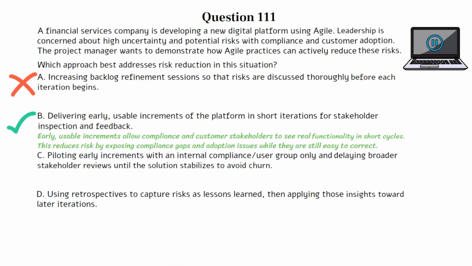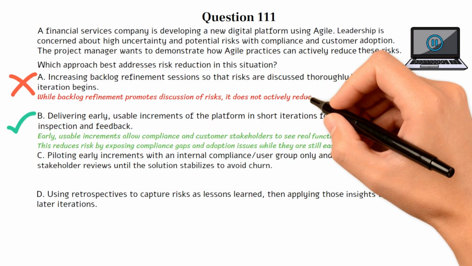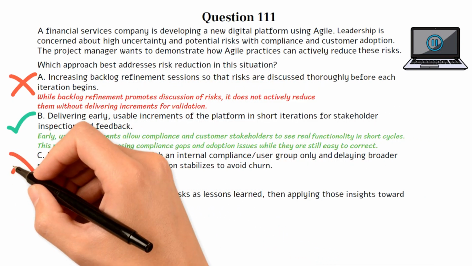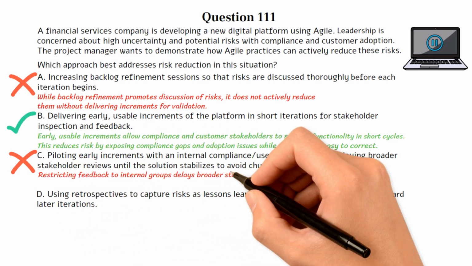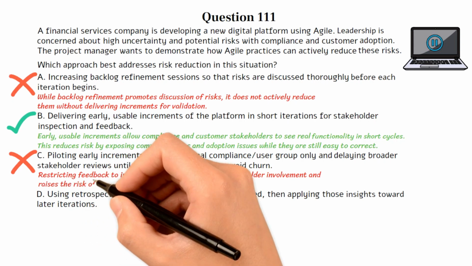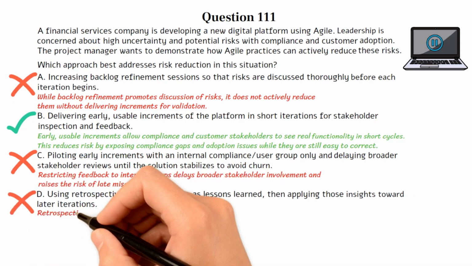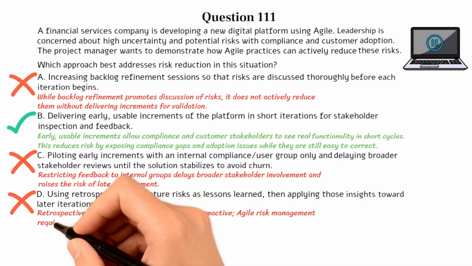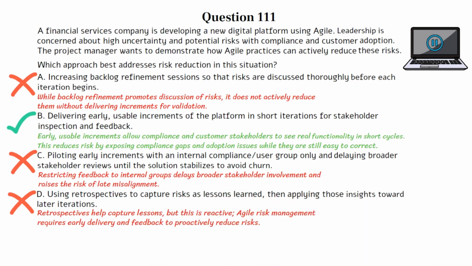Choice A is incorrect. While backlog refinement promotes discussion of risks, it does not actively reduce them without delivering increments for validation. Choice C is incorrect. Restricting feedback to internal groups delays broader stakeholder involvement and raises the risk of late misalignment. Choice D is incorrect. Retrospectives help capture lessons, but this is reactive. Agile risk management requires early delivery and feedback to proactively reduce risks. Let's move on to the next question if you're ready.